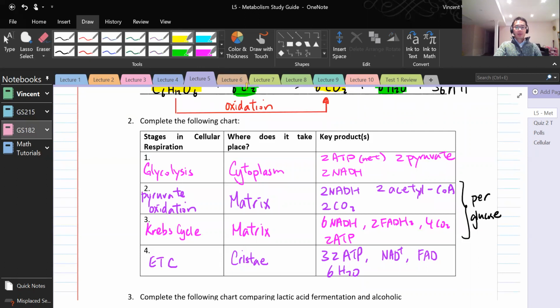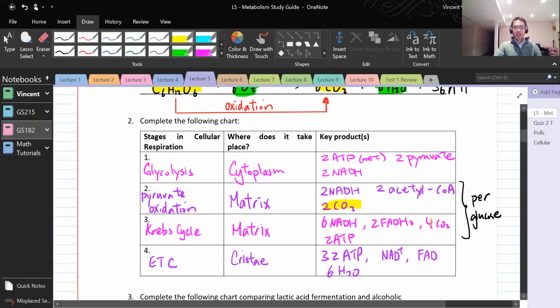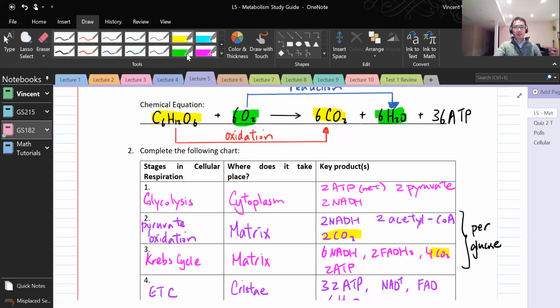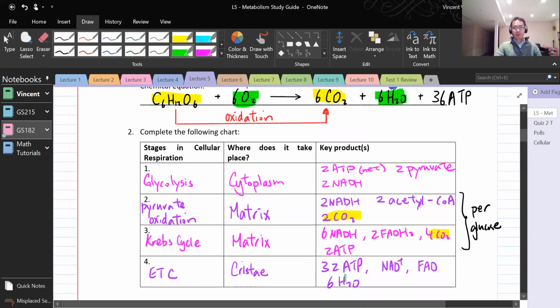So we can see we have 2 carbon dioxides plus the 4 carbon dioxides. That accounts for the 6 here in total. And then we got the water. We have the 6 water, which is produced in the last step.